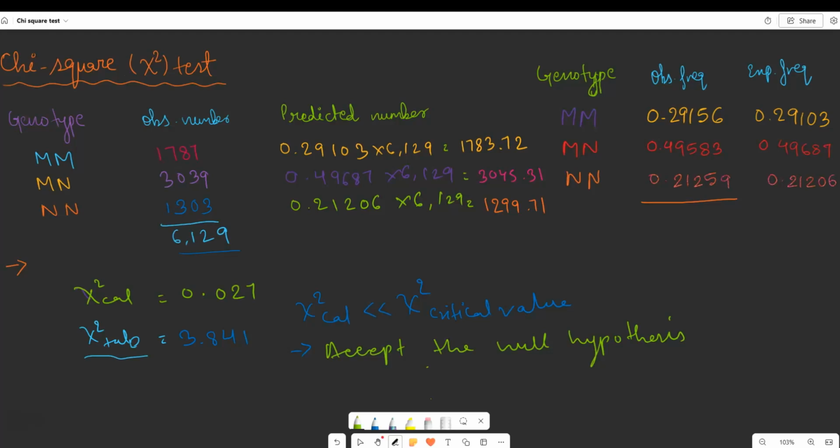And this is one of the most simple examples to show how the Hardy-Weinberg principle works in a real population.